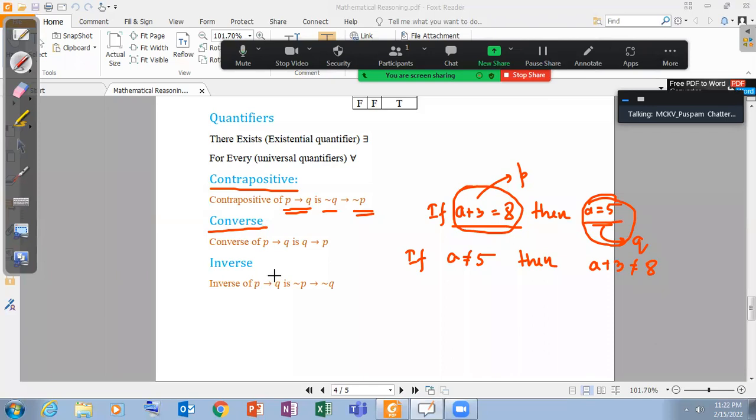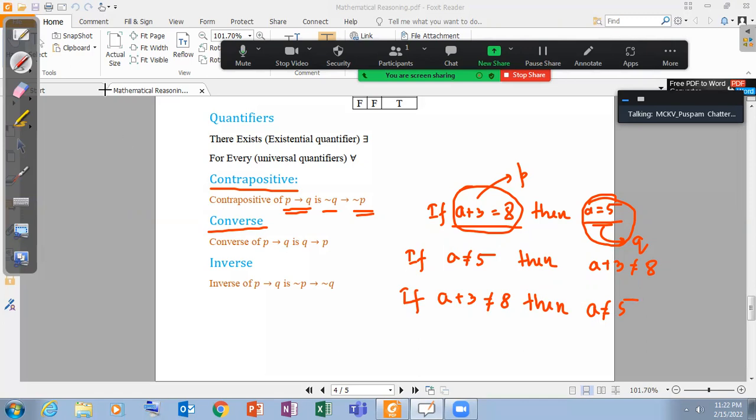Converse: P implies Q, Q implies P. If a equal to 5, then a plus 3 equal to 8. Very simple. Inverse: P implies Q becomes not P implies not Q. If a plus 3 is not equal to 8, then a is not equal to 5. As simple as that. So these are the examples of contrapositive, converse, and inverse.